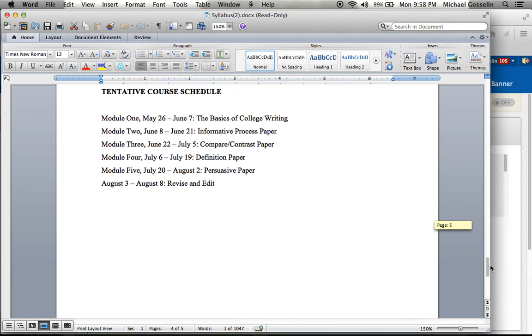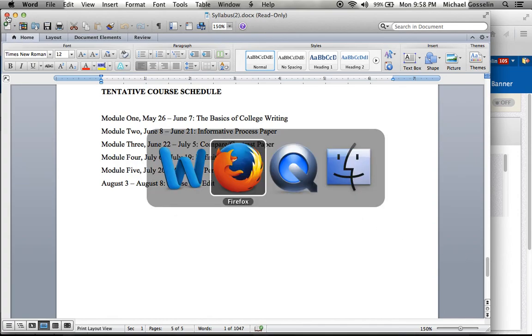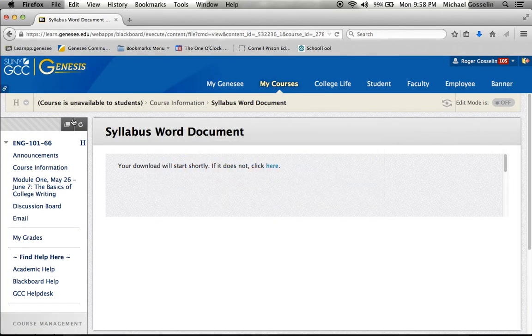So take a look at this when you have a chance, just to let you know. My policies, here's the tentative course schedule. It'll probably go this way. I doubt it will change, but it still could do that. Okay, let me go back over here. Sure, here's what everybody is waiting for.